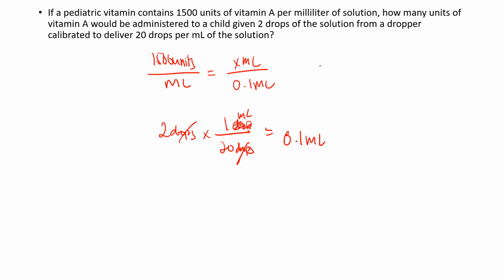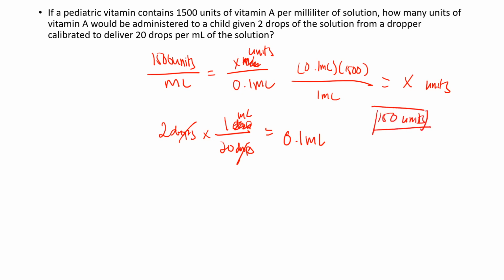Okay, so let's rearrange the formula. 0.1 ml multiplied by 1,500 divided by 1 ml. You will get X units. So you have 150 units that were administered to the patient.